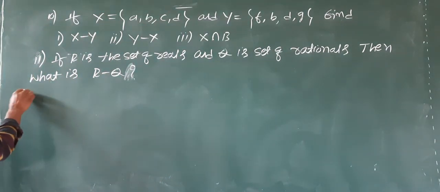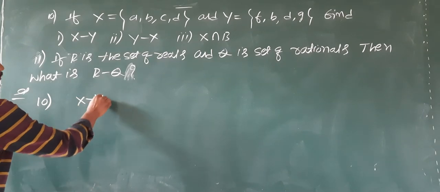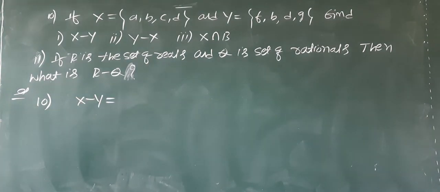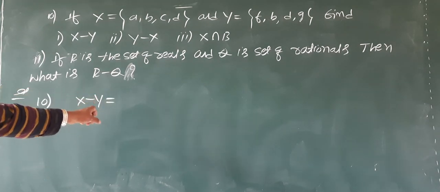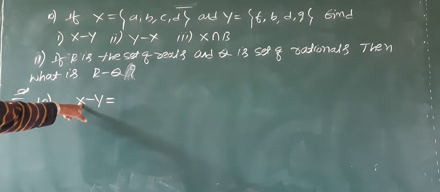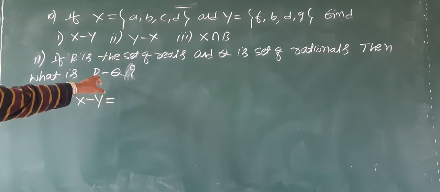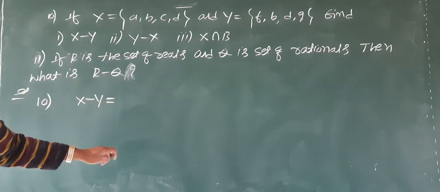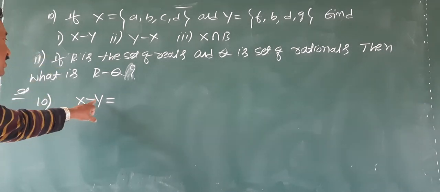Solution. Let us solve question number 10. Find out X minus Y. Elements of X minus Y means you should collect elements of X which are not in Y. For the set X minus Y, you collect elements from X which are not in Y.